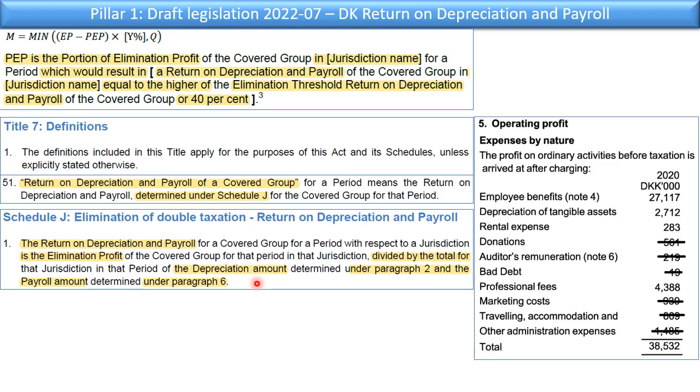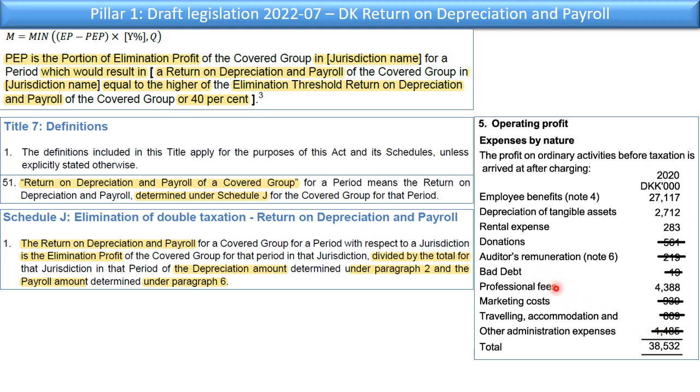Now, if we take Facebook Denmark's numbers, then employee benefits definitely is payroll. Depreciation on tangible assets definitely is part of the inclusion. And then the definitions also say, if you rent something instead of owning it and depreciating it, then you should take that expense. I'm not sure whether you should take out the interest element in the lease cost, but we'll take the whole of that. I don't think donations, auditors' remuneration, or bad debt falls in this definition, nor does marketing costs. Maybe travel and accommodation, I'm not sure, but I took it out in any case. And then other administration expenses we will take out for the time being.